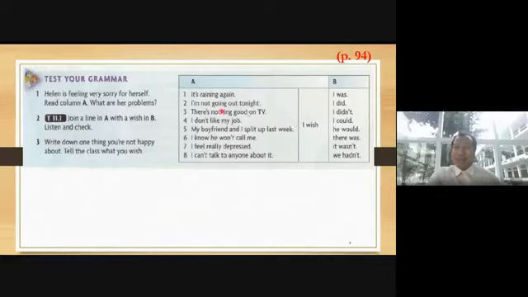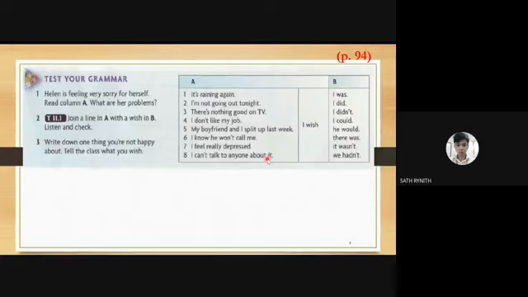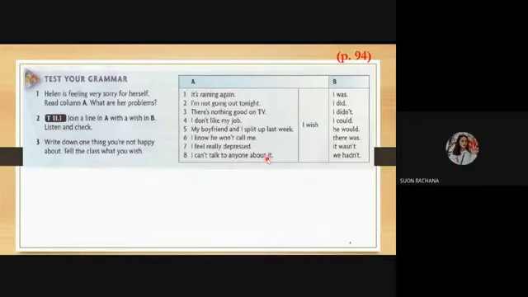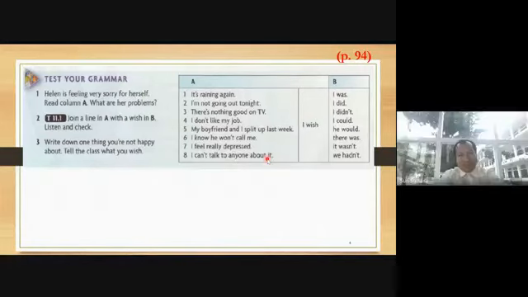How many people have done something here about the exercise? Yes or not yet? Yes, teacher. Okay, good. And the other, the quiet one? Yes or no? Yeah, you are the quiet one, right?